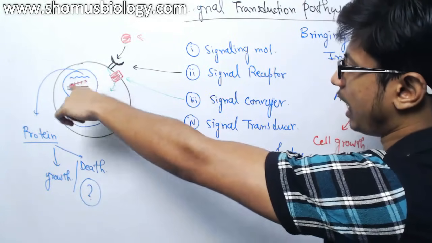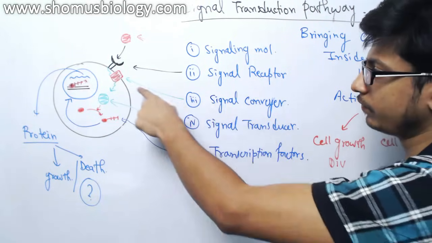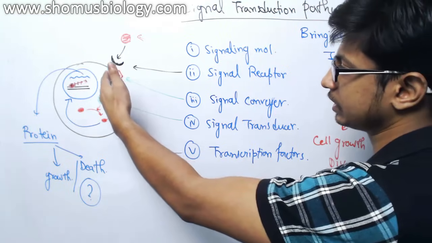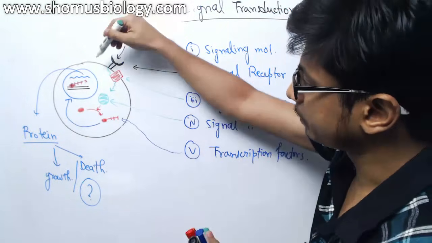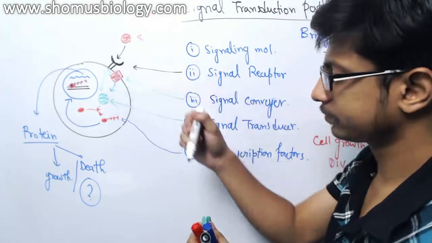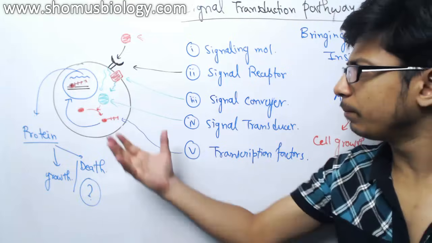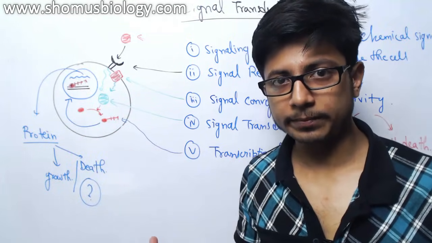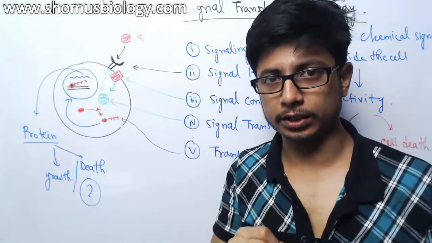Conveying the signal either to the signal conveyor. Through the signal conveyor, the signal is transferred to the signal transducer, or it can convey the signal directly to the signal transducer. So this part can be direct or indirect. Once signal transducers are activated, there are multiple levels of signal transducers present there. Okay, start with a specific molecule known as second messenger.